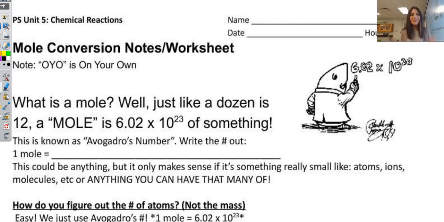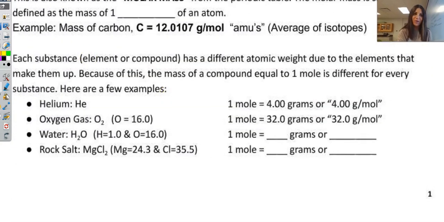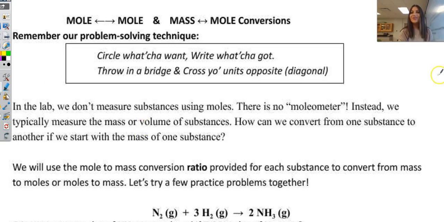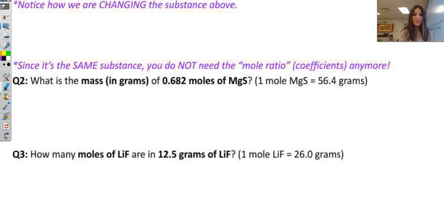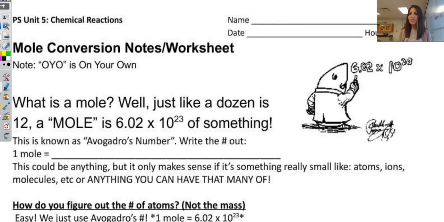Welcome everybody. Okay, so what we're going to be doing today are mole conversion notes and a worksheet. The worksheet part of it is simply whenever you see the OYO, which is the on your own part. You can see at the bottom of this page, I don't see any OYOs. But if we come here, you can see there's question 1, question 2, question 3, and then we've got some OYOs there, okay?